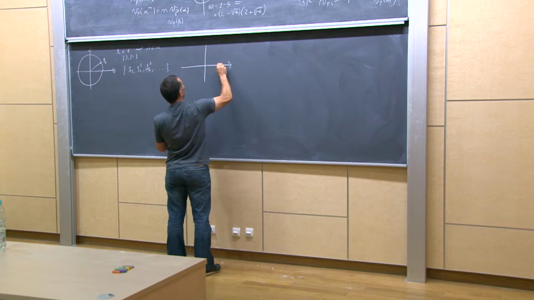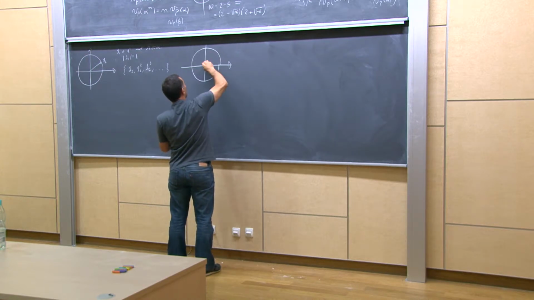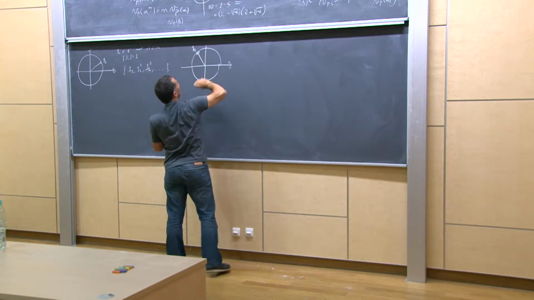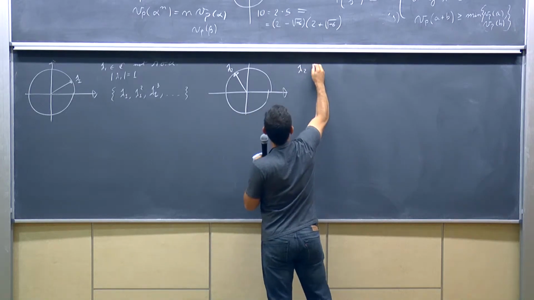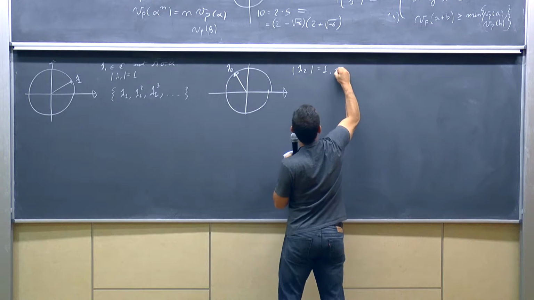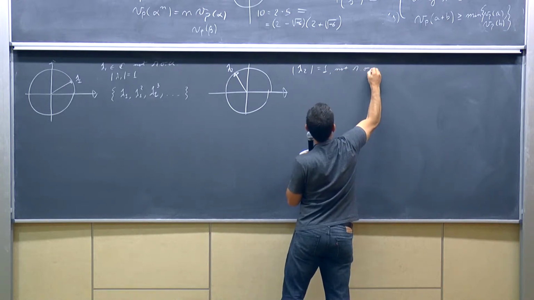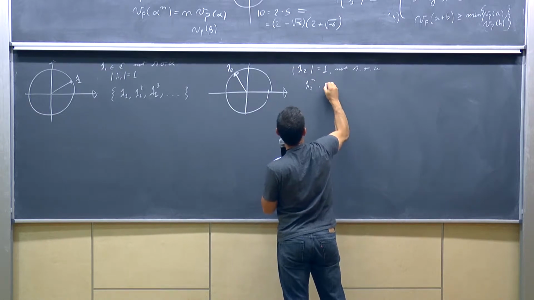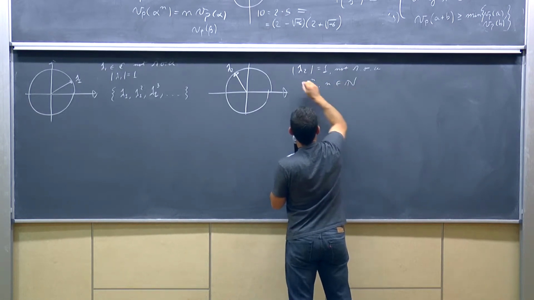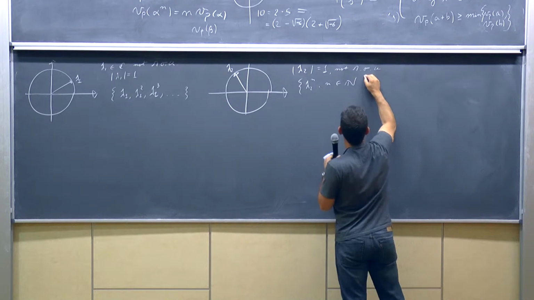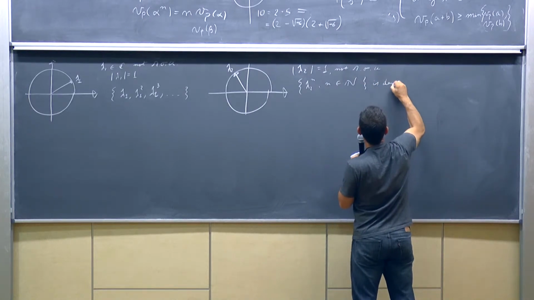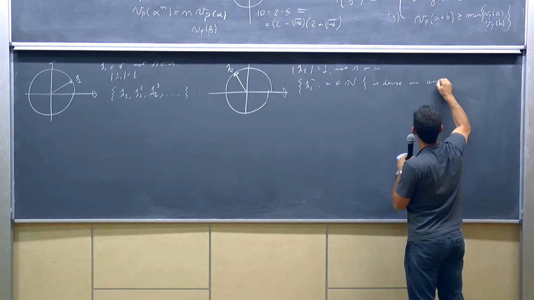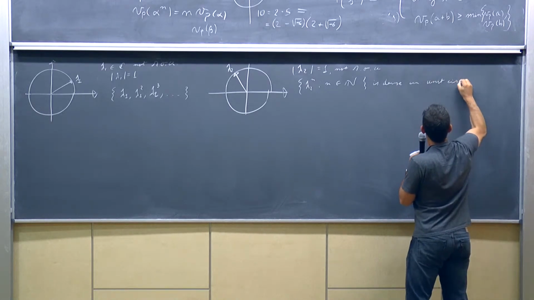Okay, so suppose you've got this, and suppose you've got here lambda 2, and so lambda 2 is also of magnitude 1, not a root of unity. So lambda 2 to the n, this set is dense in the unit circle, okay?